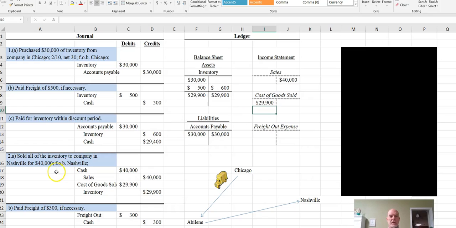And if this was shipped FOB Nashville, here we are talking about this truck going to Nashville, it's free to the Nashville company. We're paying that freight. That's outgoing product, so that would be debited to freight out expense. Credit cash and debit that expense. Okay? So these are the journal entries. We post to the ledger.